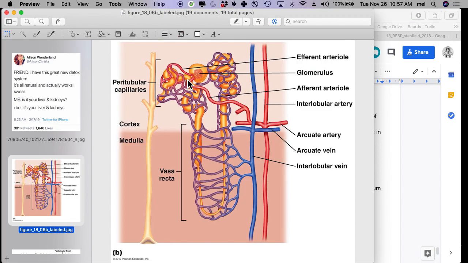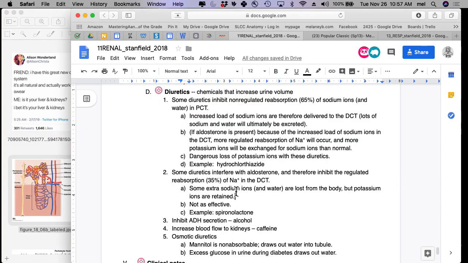So these drugs right here, you can use as maintenance medications without being as risky, yes? And so you can have a prescription pill that is this kind of a diuretic, yeah? So those interfere with aldosterone. Some extra sodium and water are lost from the body, but potassium ions are not impacted. These are not as effective as these, but they are safer. These are called potassium-sparing diuretics.